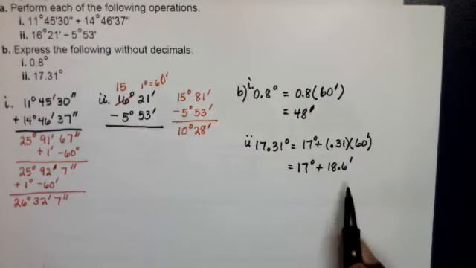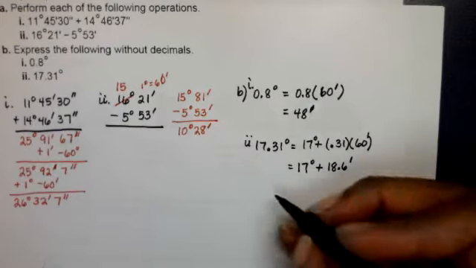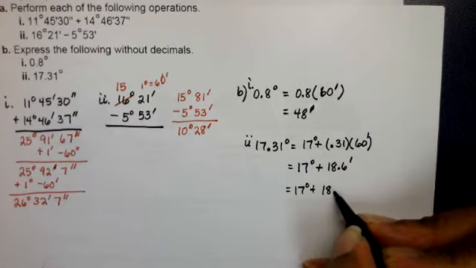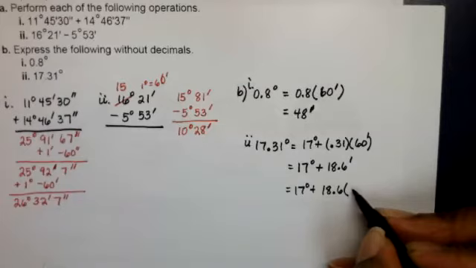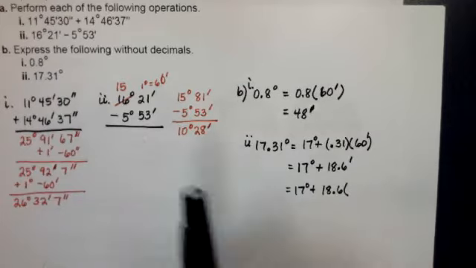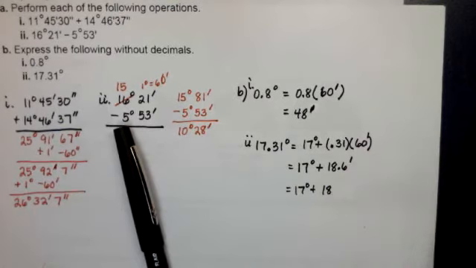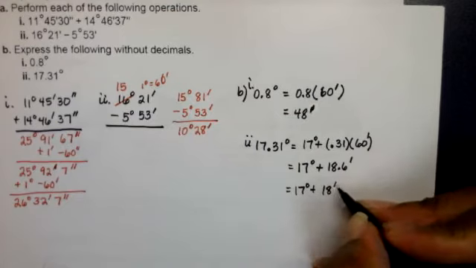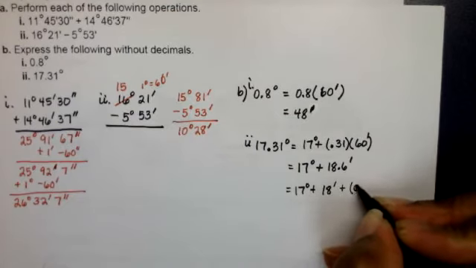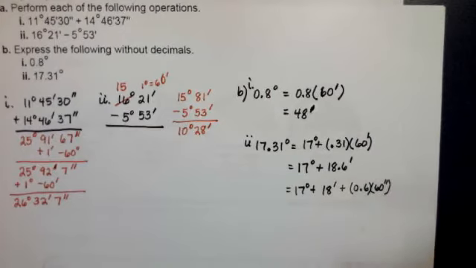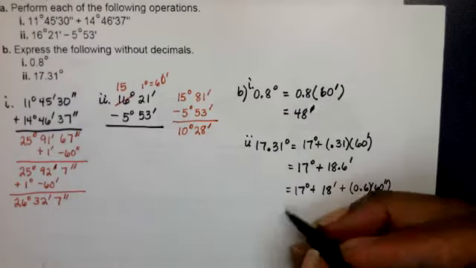So now I need to convert that because I want the minutes to be a whole number. So bring down 17 degrees plus that 18.6. Well, actually, the 18 would be the minutes. It's the decimal point I want to write in terms of seconds. 18 minutes plus, and then 0.6. I'm going to convert that to seconds by multiplying by 60 seconds. So 0.6 times 60 would be 36.